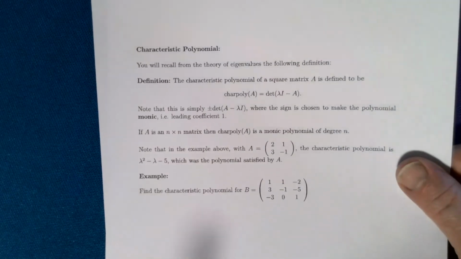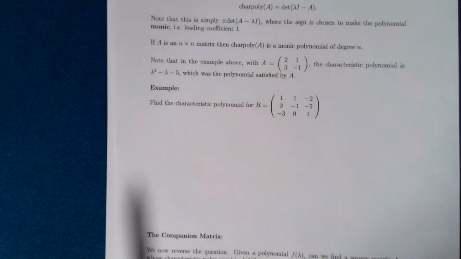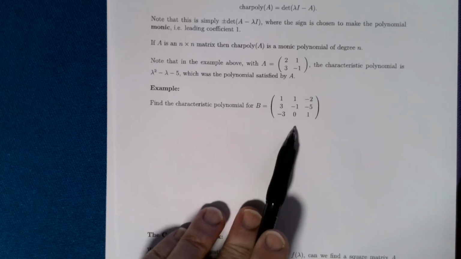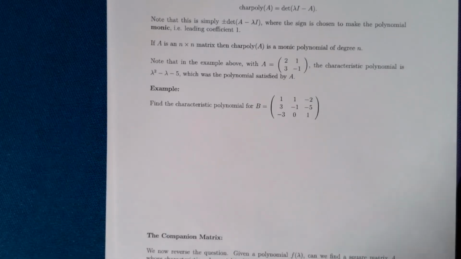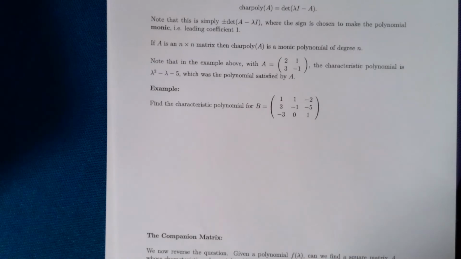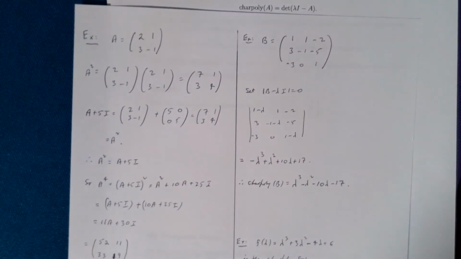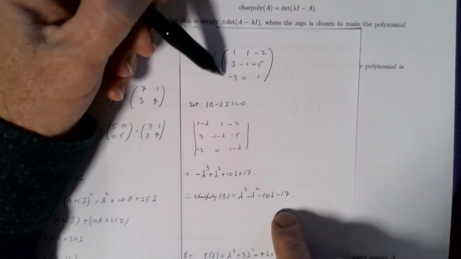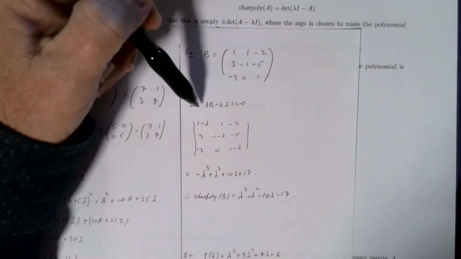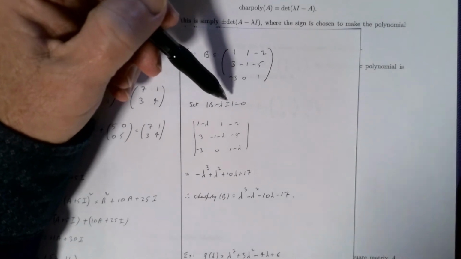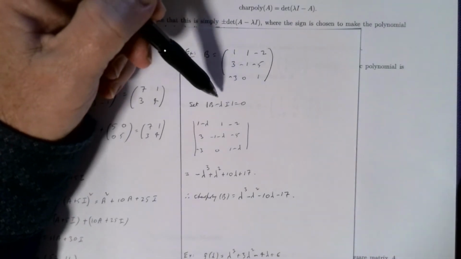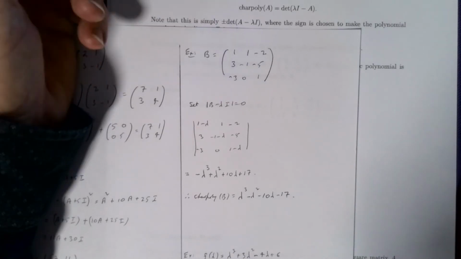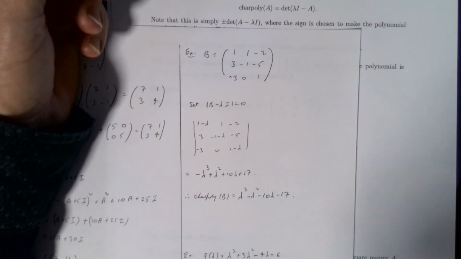So just as an example, we're going to find the characteristic polynomial for this 3 by 3 matrix. As you'd expect, it will be a cubic. So here's the worked example for this. There's the matrix B, and I'm going to work out B minus lambda I, and then just change the sign to get the characteristic polynomial. This is the most natural thing to do when you're working out the eigenvalues.